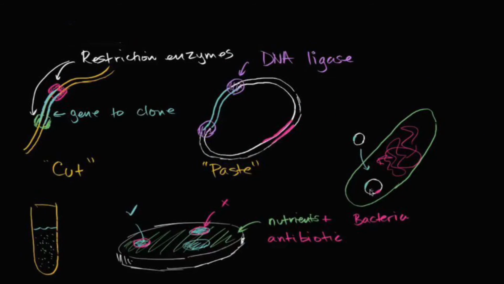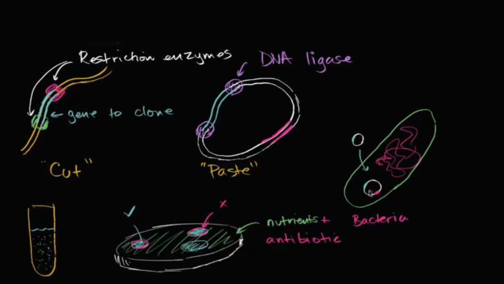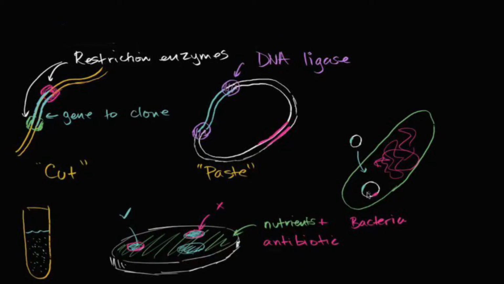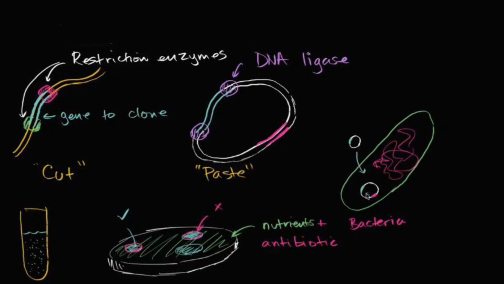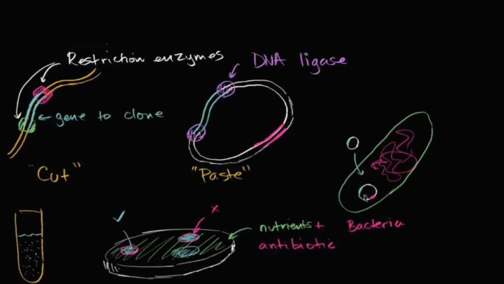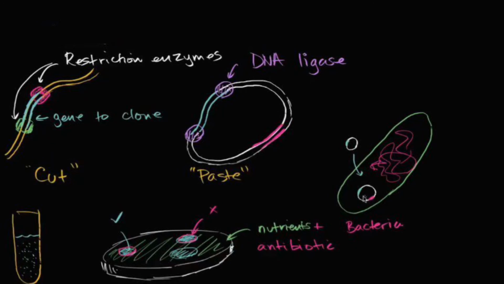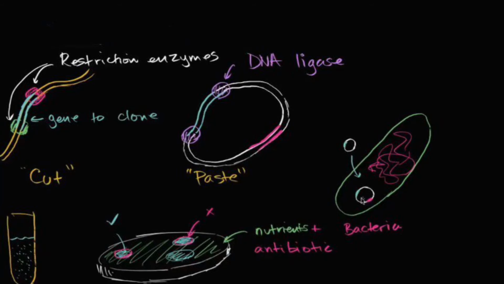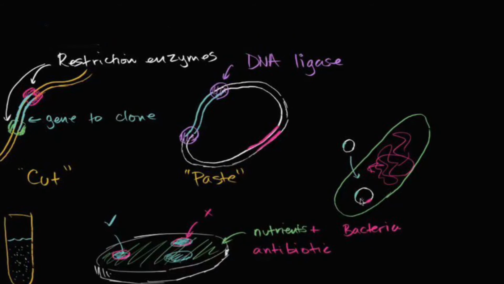Let's recap the steps. Firstly, a DNA fragment containing the gene of interest is obtained from a donor cell. Then, a suitable plasmid is obtained from a bacterium. Thirdly, the DNA fragment containing the gene of interest is cut using restriction enzyme. This enzyme acts like scissors. On the other hand, the same restriction enzyme is used to cut open the plasmid.